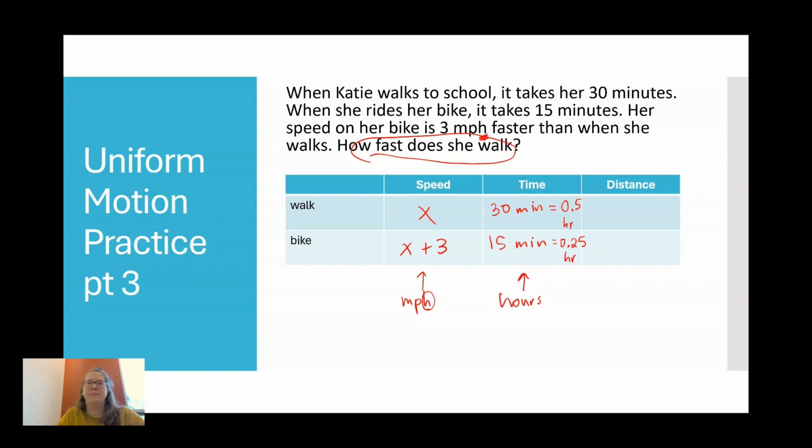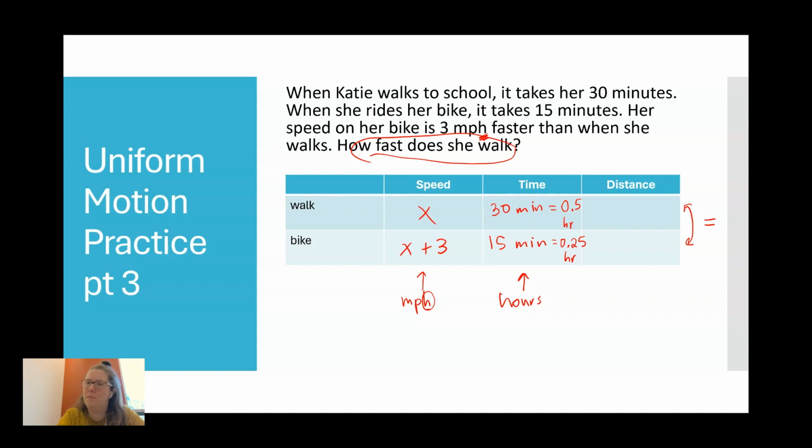All right. What do we know about the distance? Nothing explicit. However, we know she is walking to school and she is riding her bike to school. We can assume her home and her school are not moving. So these two distances should be the same. They should be equal to each other.